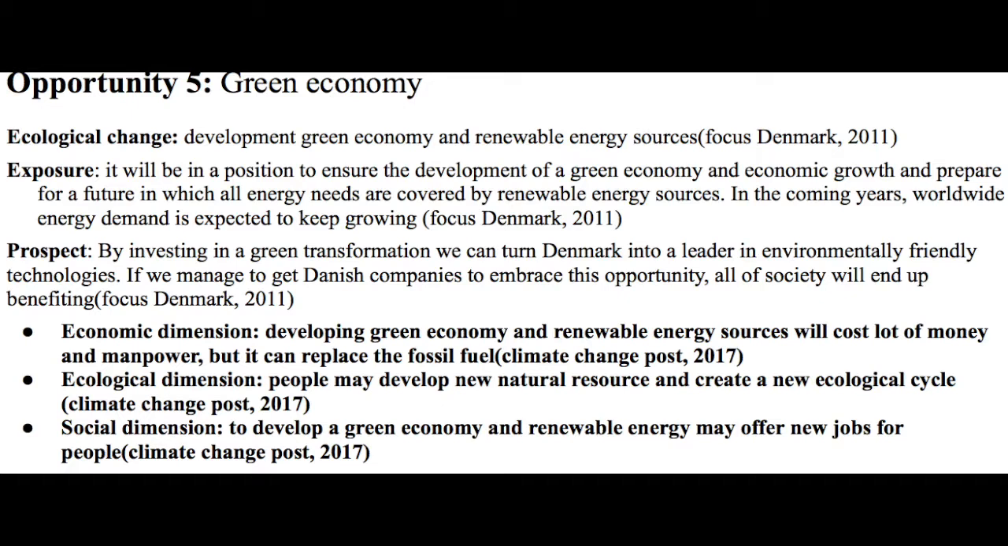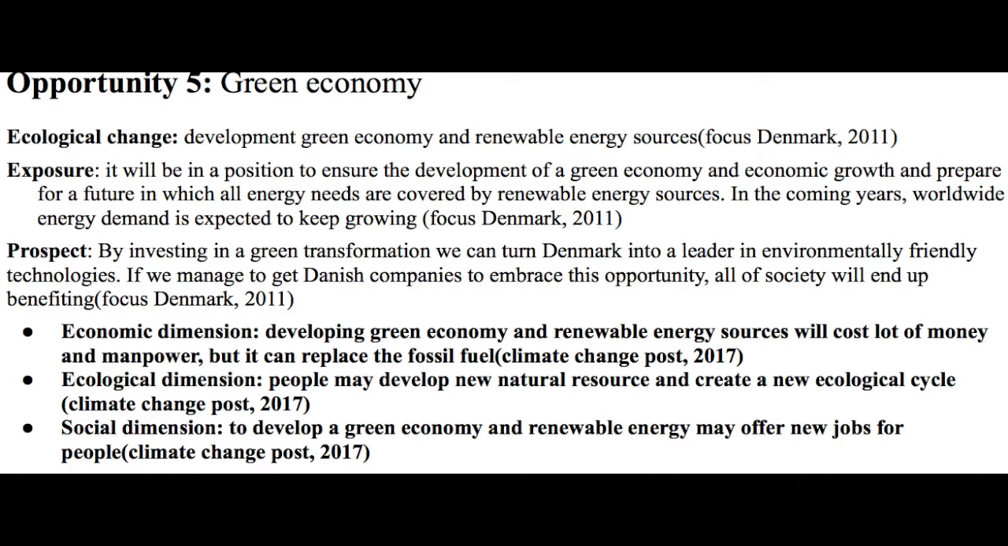By investing in a green transformation, we can turn Denmark into a leader in environmentally friendly technologies. If we manage to get Danish companies to embrace this opportunity, all of society will end up benefiting. So, for the economic dimension, developing a green economy and renewable energy resources will cost a lot of money and manpower, but it can replace fossil fuel, which means it can reduce pollution.